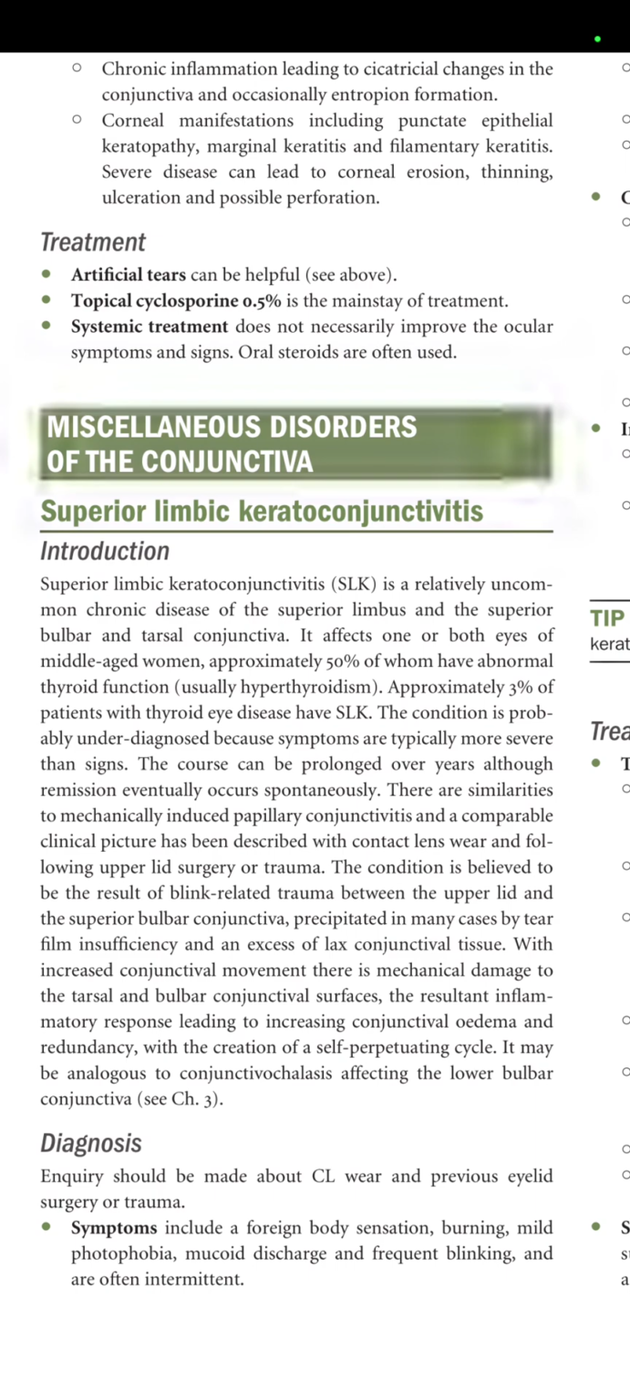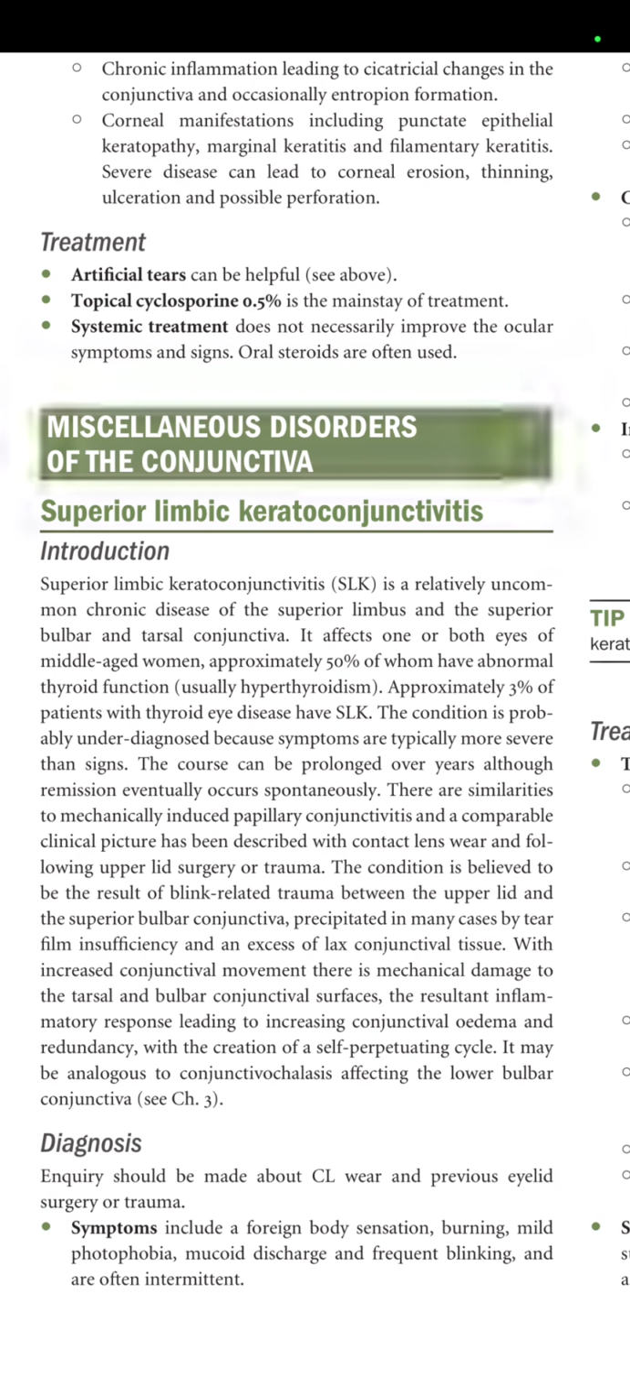And if 3% of patients with thyroid eye disease have SLK, the condition is probably underdiagnosed, because the symptoms are typically more severe than the signs. The course can be prolonged over years, although remission eventually occurs spontaneously. There are similarities to mechanically induced papillary conjunctivitis, and a comparable clinical picture has been described with contact lens wear and following upper eyelid surgery or trauma. So whenever the upper lid is involved, it can cause SLK as well. For example, if a patient has undergone surgery of the upper lid.